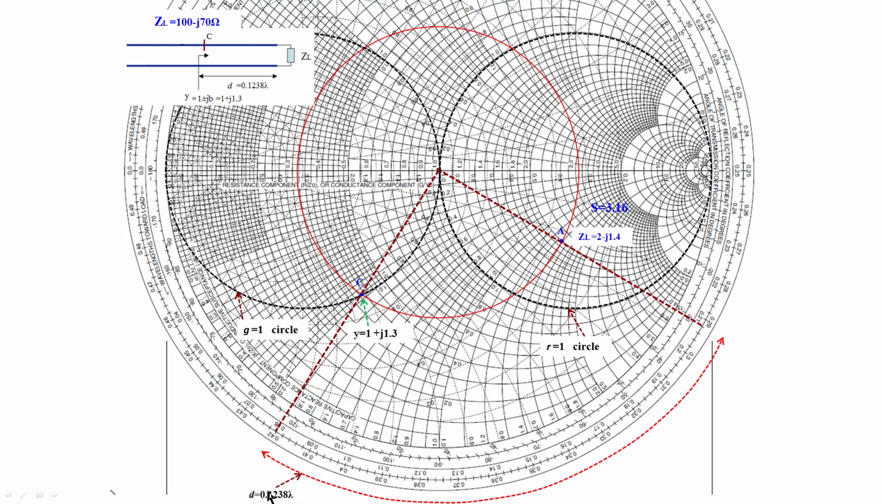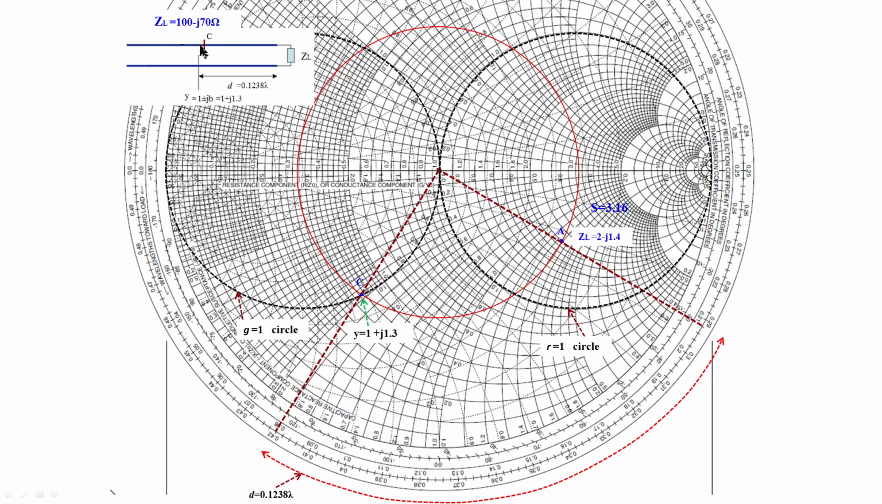I stopped. What is the distance from here to here? 0.1238 lambda. I traveled to that position. The admittance is like this: 1, and this is the B value I got, plus 1.3. So what do I have to do next? I should cancel this plus 1.3.